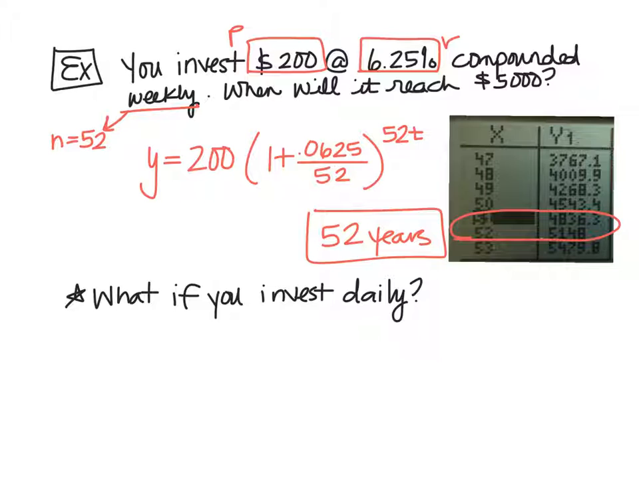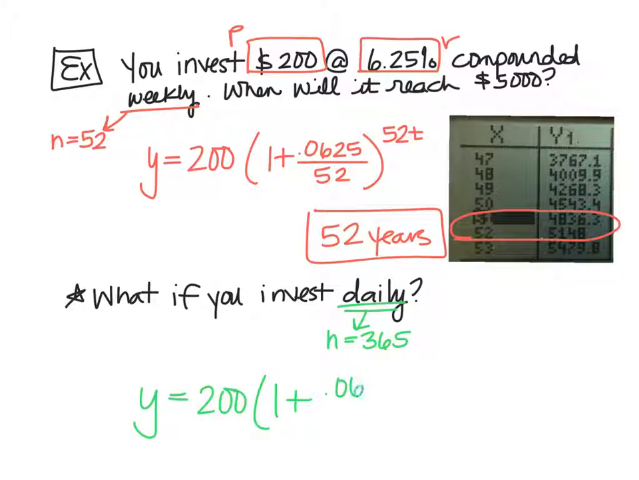Remember, if you only did it once a year, it took 54 years. So let's think about what if you did the same investment except you compounded daily. All right, so if it's daily, n is going to be 365. So my equation is going to look exactly the same except for my n value. So it's still going to be 200, 1 plus 0.0625.